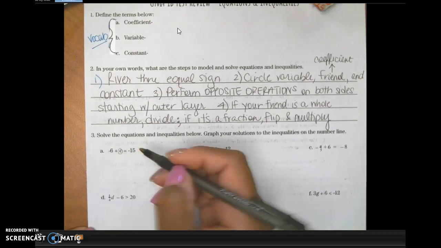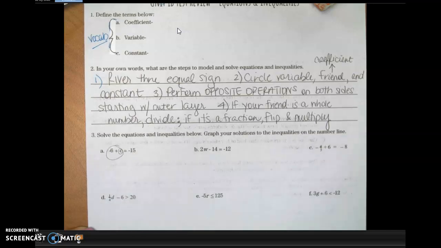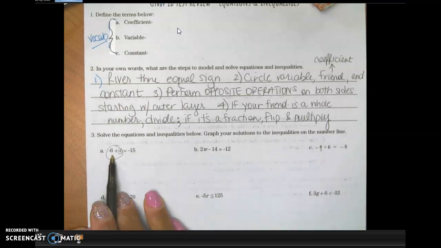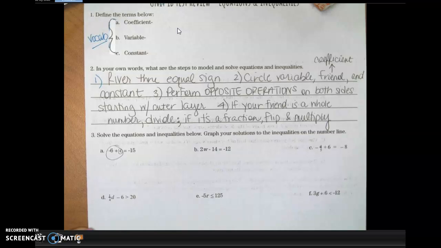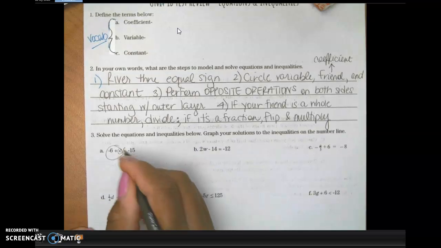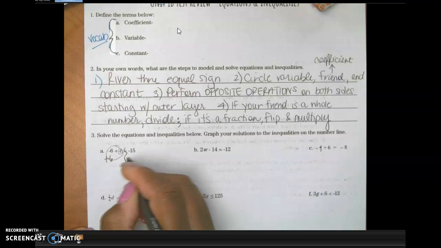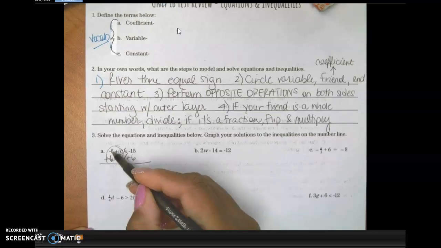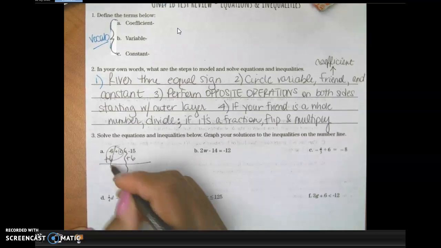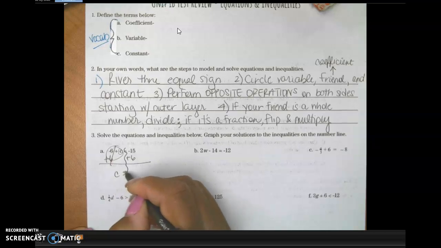Here's my variable. I don't have a friend. So who's in my outer layer here? Negative 6. What's the opposite of negative 6? Draw your river. Plus 6, plus 6. What happens to these 6s? Cancel out. C equals. Be careful.